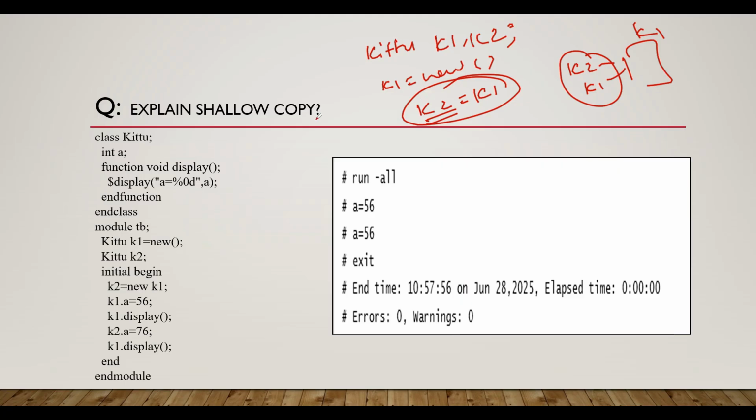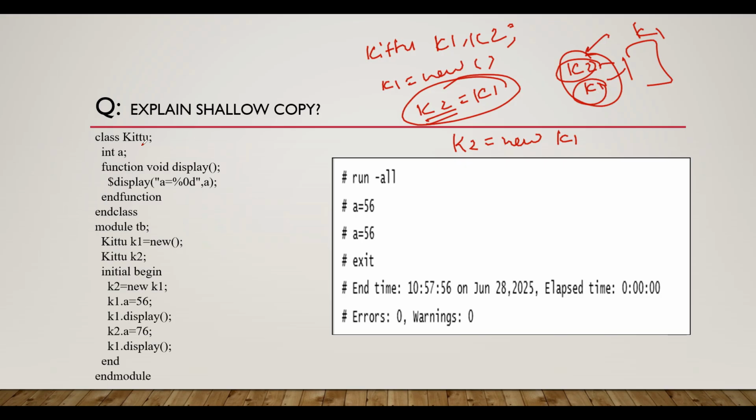To overcome this, we have introduced shallow copy. To access the behavior of shallow copy, you have to write something like this: k2 is equal to new k1. That means you have created two separate copies, k2 and k1. Okay, now if you make any changes in k1, it will not get reflected in k2, and if you make any changes in k2, it will not get reflected in k1.